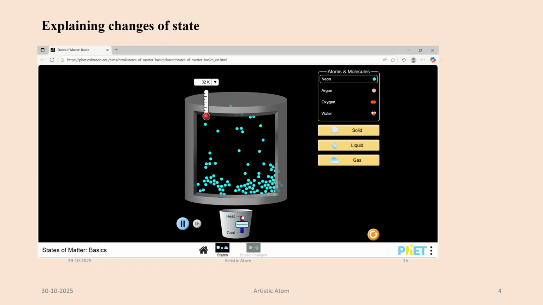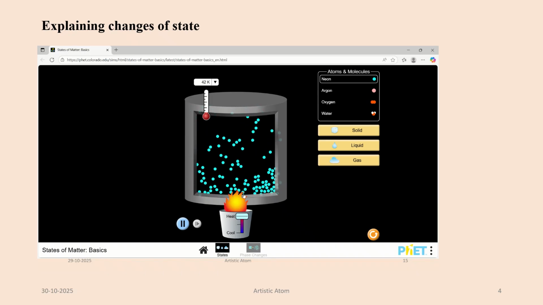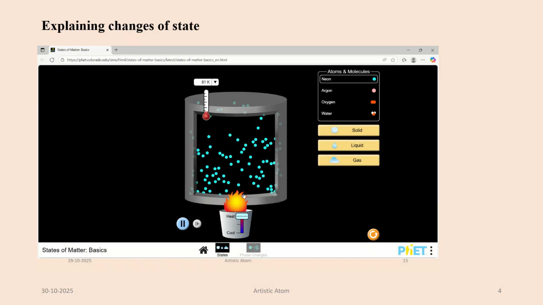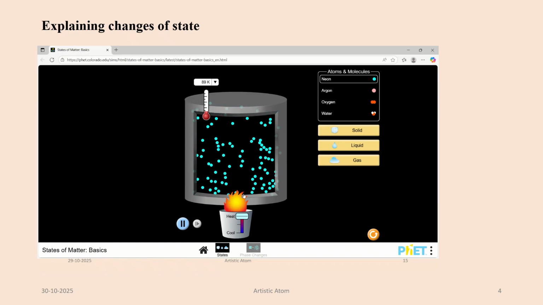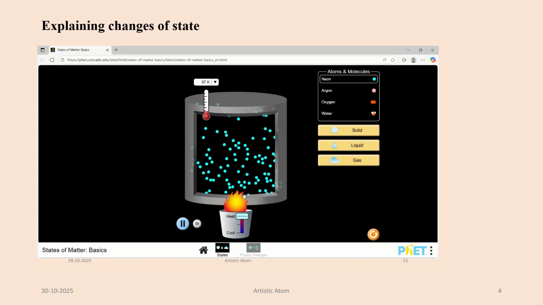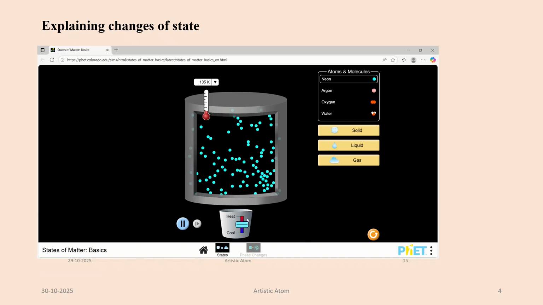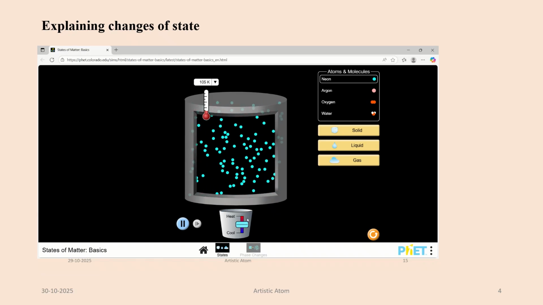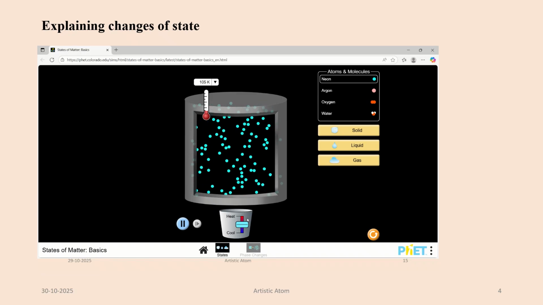Now suppose I continue providing heat to the system. What is happening now? Particles are gaining more and more energy, and now they are moving much faster and much farther apart from each other. Now the liquid is getting converted into gaseous state. This is the process of evaporation. Now I have understood that if I provide heat to the system, the particles will gain energy and they will move faster, and their speed changes.